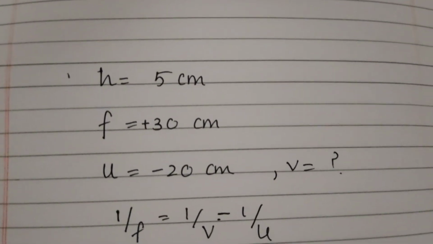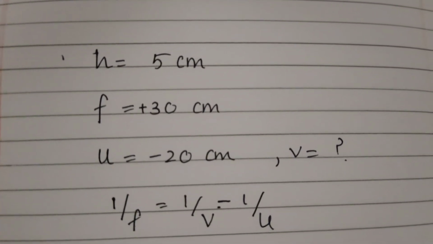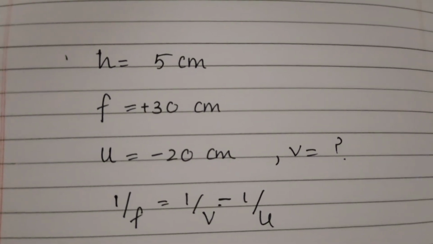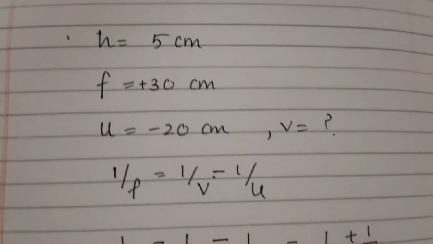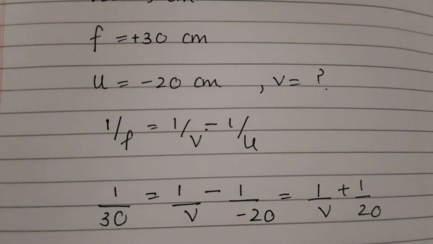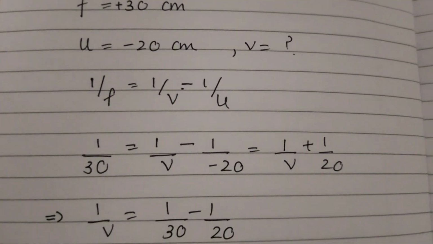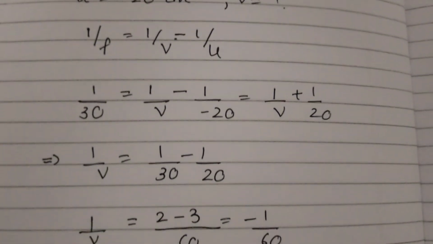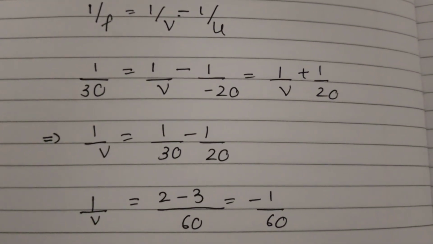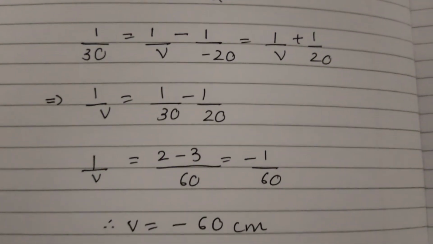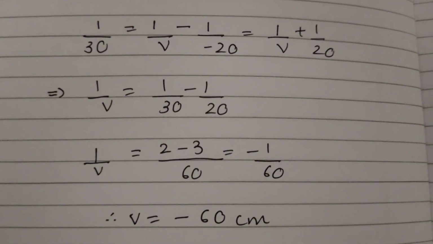You have to find V, the position of the image from the lens. So in this case, when we use the lens formula, 1 over f is 1 over v minus 1 over u. Put the values of f and u and do the simplification. See here, after doing simplification, we get that 1 over v is minus 1 over 60. So v is minus 60 centimeters.